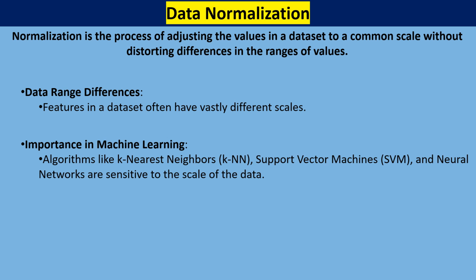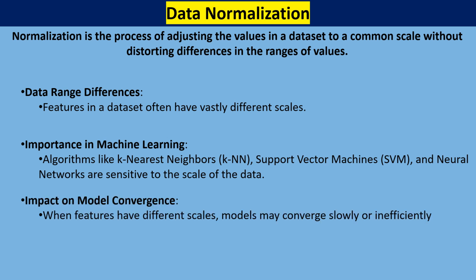Importance in machine learning: algorithms like k-nearest neighbors, KNN, support vector machines, SVM, and neural networks are sensitive to the scale of the data. These algorithms use distance metrics or gradients which are heavily impacted by the differences in feature scale. Importance in model convergence: when features have different scales, the model may converge slowly or inefficiently, leading to longer training times and potentially suboptimal performance.